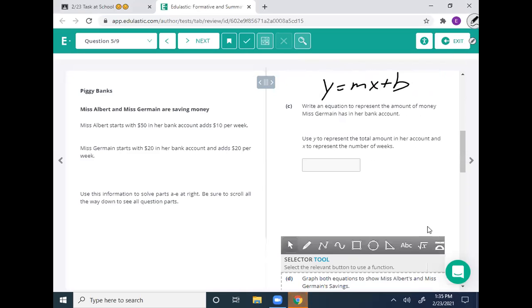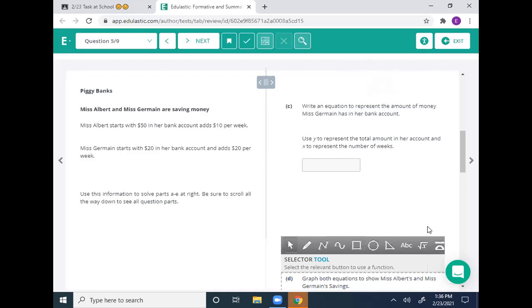What's my equation? Lily, what's my equation gonna be? Y equals 20x. Good. My rate of change is $20 per week, plus the original 20 that I started with in my account. Very good.